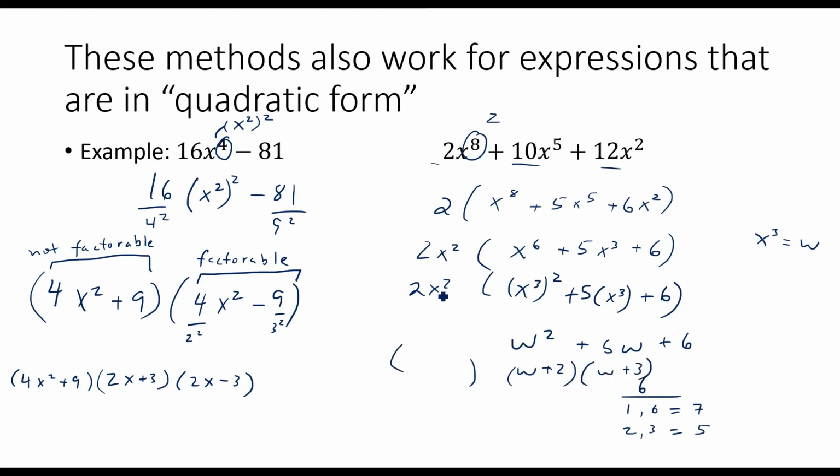Let me write down that extra factor from the front, 2x squared. Okay, so 2x squared times w plus 2 times w plus 3. Well, our final answer should use x's, so I'm just going to go ahead and replace that w back to x power of 3.